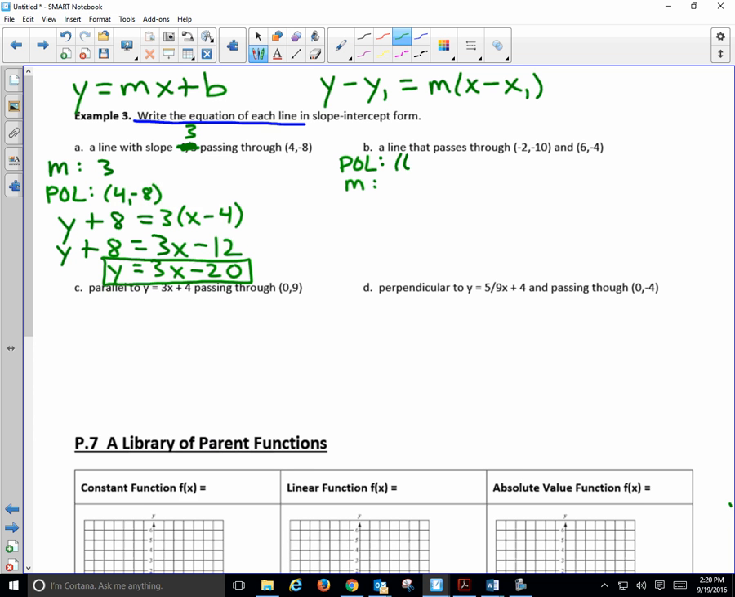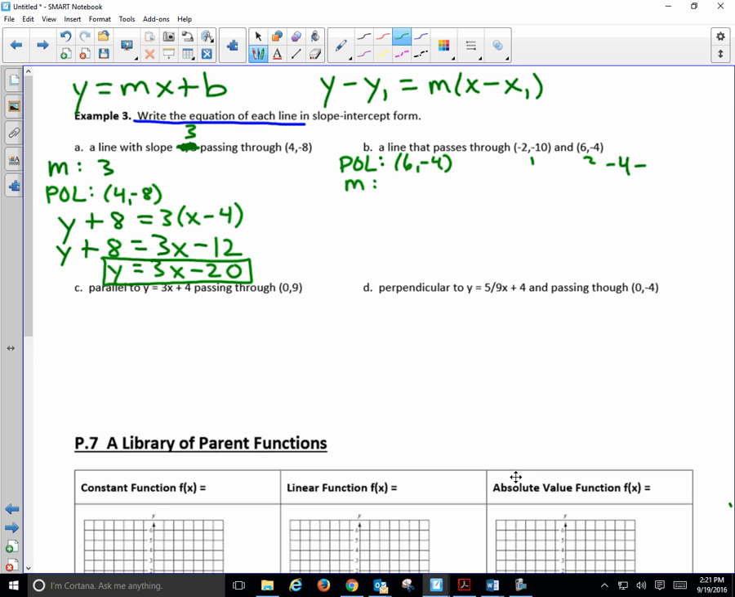Okay, we'll use 6, -4 for our point on our line. So I've got to come up with the slope. I can do that. Do you remember how we came up with the slope when we first started out today? We took y sub 2 minus y sub 1 over x sub 2 minus x sub 1, right? So I'll just do that. What's y sub 2?